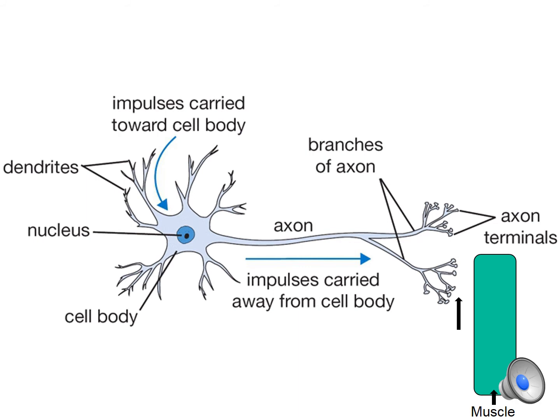And when we have the neuron right next to the muscle, that area between the axon terminal and the muscle is called the neuromuscular junction. Neuro meaning nerve, muscular meaning muscle, and junction. So again, muscles are going to contract when they get a signal from a neuron. And so the transmitting of that signal is going to happen at the neuromuscular junction.